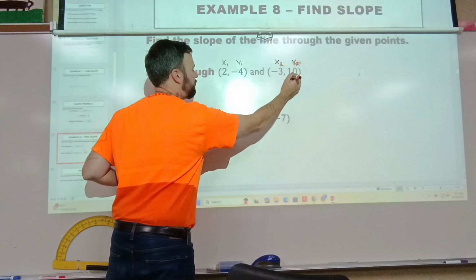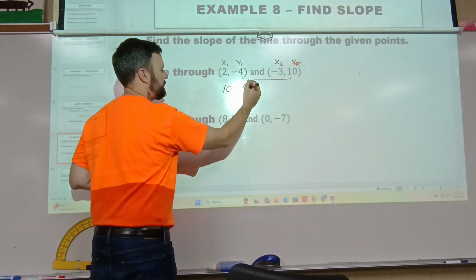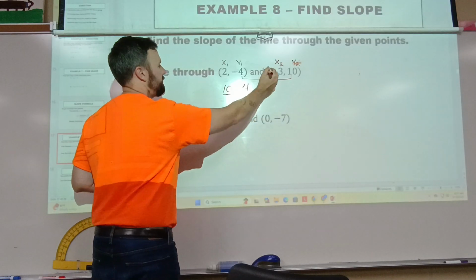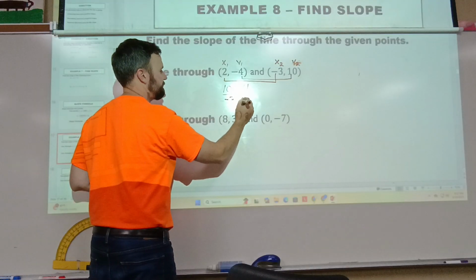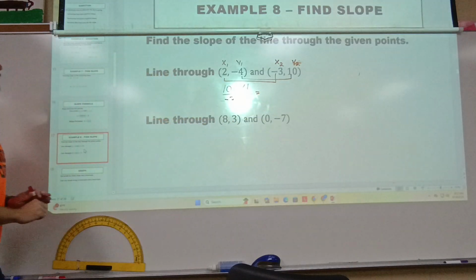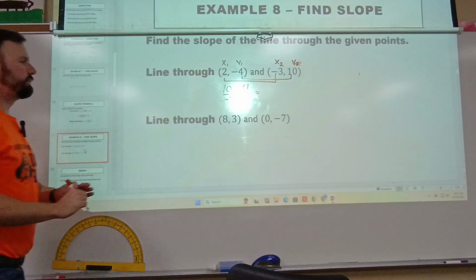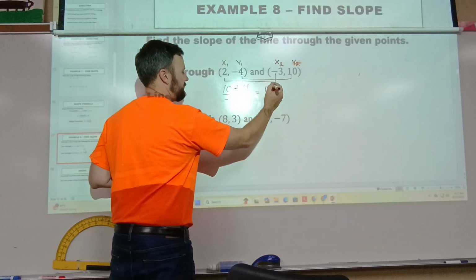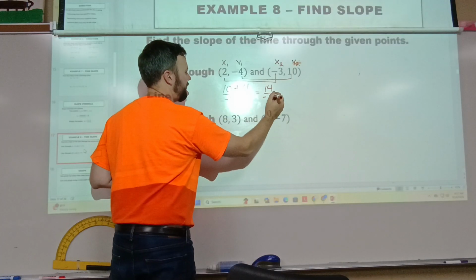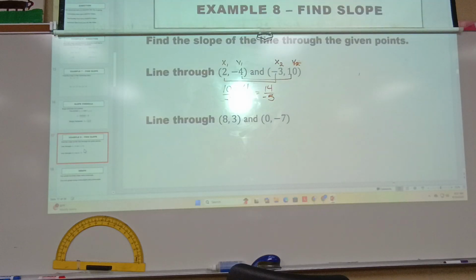So I'm going to do my change in y's over my change in x's. All right, let me use my notes. Becomes a plus over -5. Can I leave it like that? Yeah.